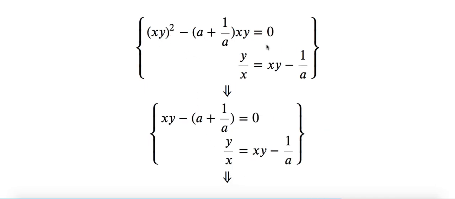Since both x and y are not equal to 0, divide by this non-zero common factor xy. And rearrange it to make this substitution into the second equation.